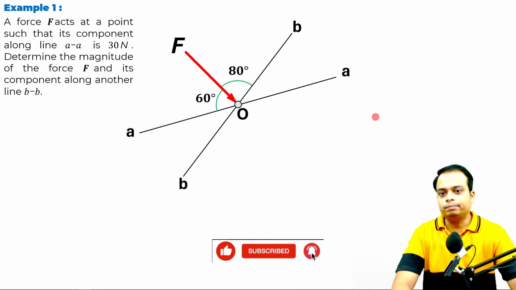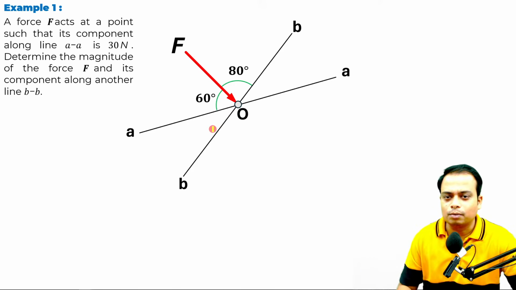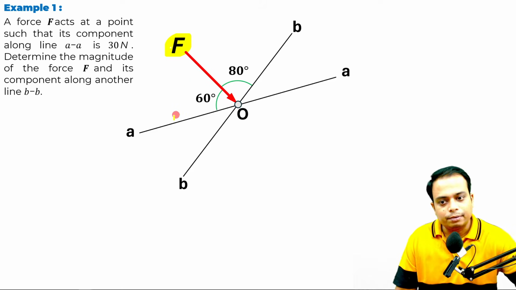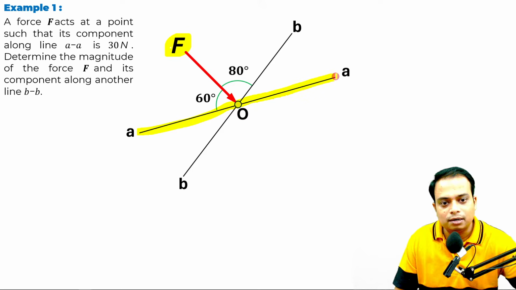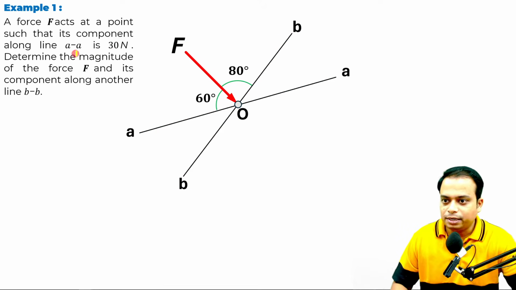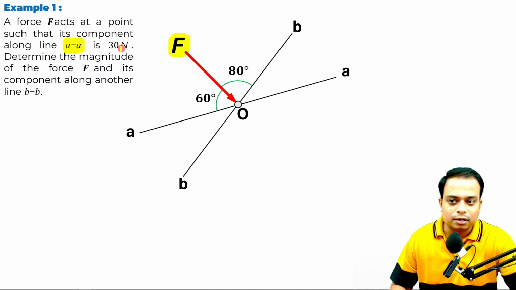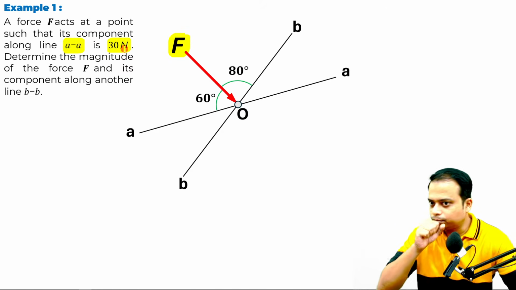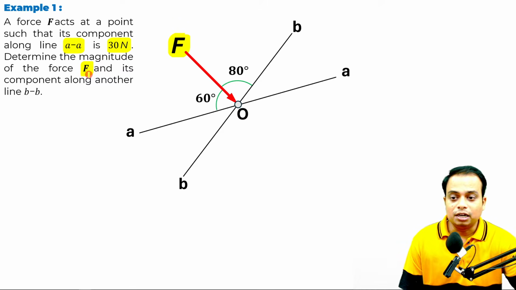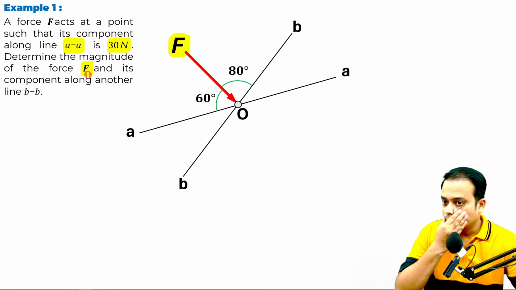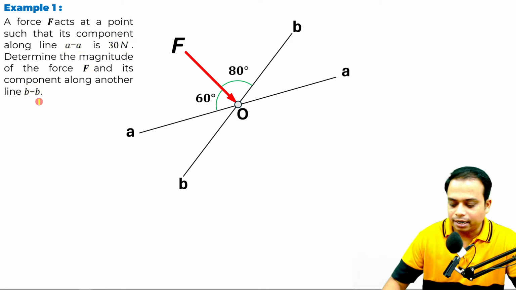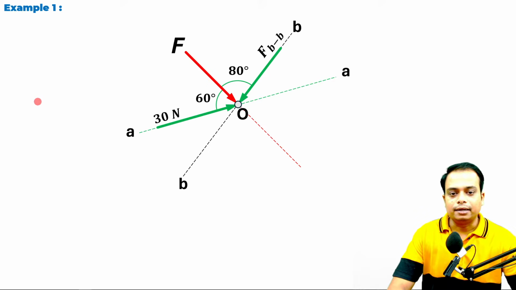Here we go. Let me just give you a brief outlook as to what the given data is. There is this force, okay? It has to be resolved along line AA and line BB, okay? We've also been given that the component of this force F along line AA is 30 newtons. No issues. We need to find the original force F, its magnitude. We also need to find the component of this force F along line BB, right? Let me make some construction and let us begin.